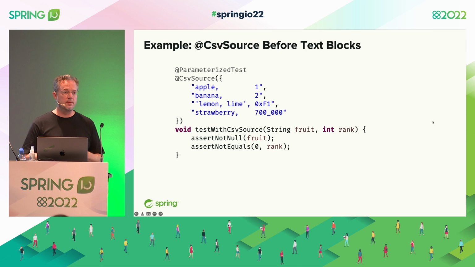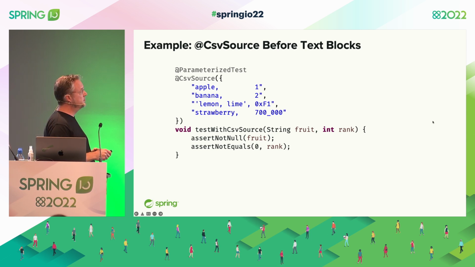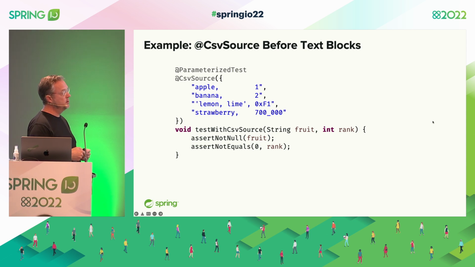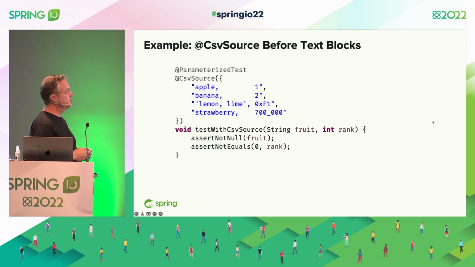So here's an example of @CSVSource. You might have seen these before. So we have a parameterized test, CSV source, where each one is a string. So this is an array of strings, it's accepting here as the attribute. And that works fine. Each one of these gets passed in. So fruit and rank, those get parsed and passed in here.